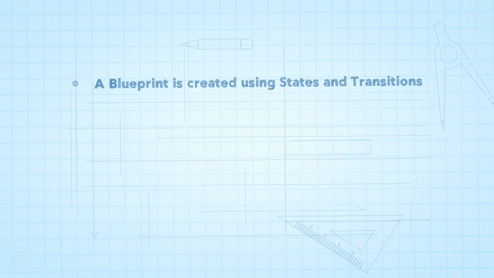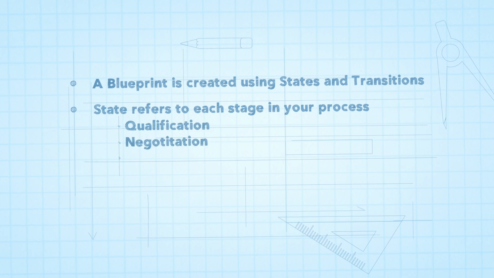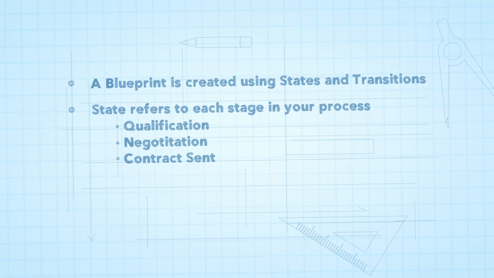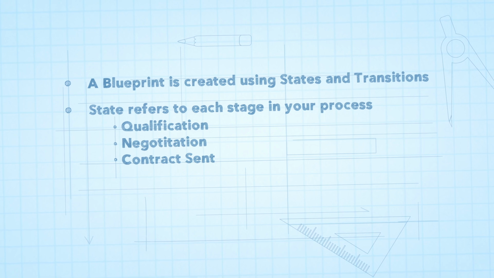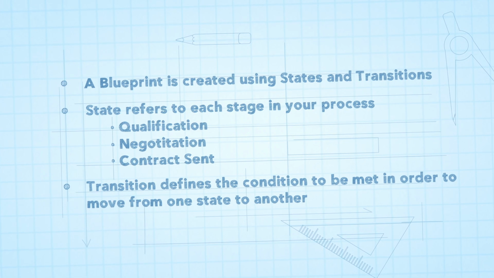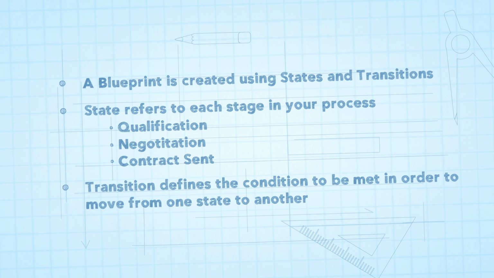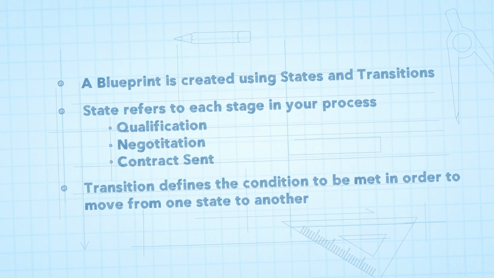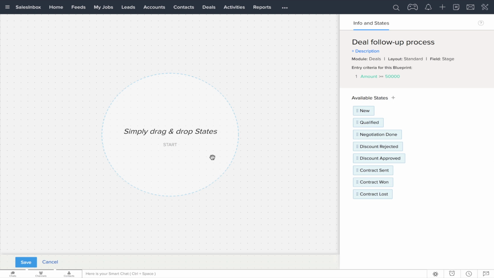Here are a few points to remember before you begin creating a blueprint. A blueprint is created using states and transitions. State refers to each stage in your process. In this example, qualification, negotiation, contract sent are the different states in the blueprint. Transition defines the conditions to be met in order to move from one state to another. It forms a link between two states. Drag and drop the available states into the blueprint editor.